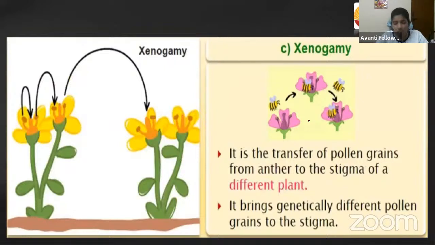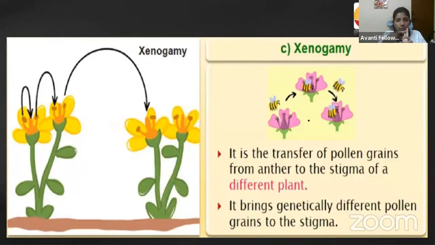So next is xenogamy. Xenogamy means the transfer of pollen grain from the anther to the stigma of a different plant. Here the transfer takes place between two different plants. That is why you can see genetic variation. It brings genetically different pollen grains to the stigma. In autogamy and geitonogamy, you cannot find genetic variation, but in xenogamy you can, because the pollinating agent brings genetically different pollen grains to the stigma. That is the main reason. Do you understand?